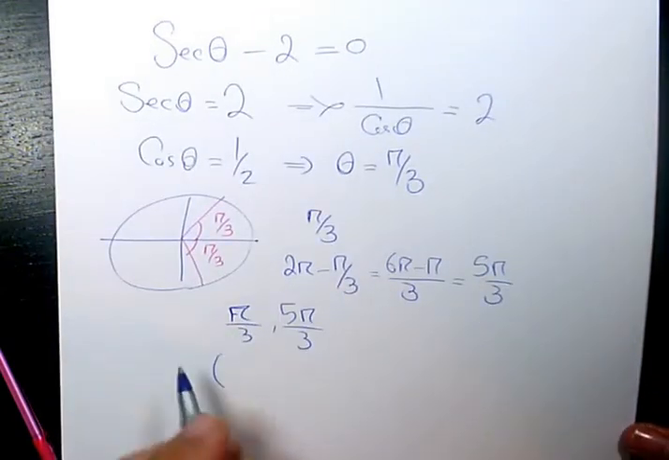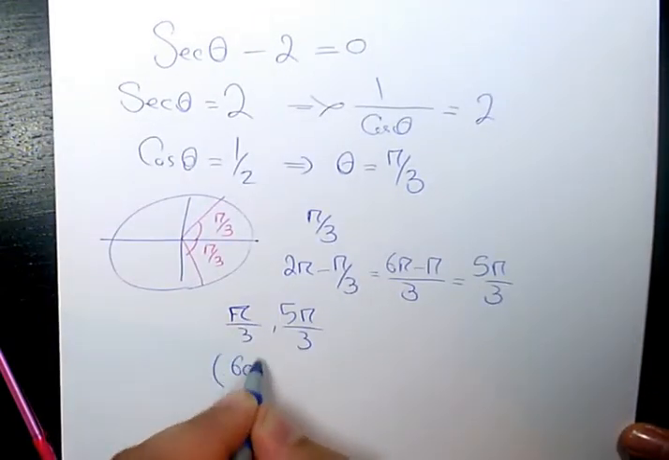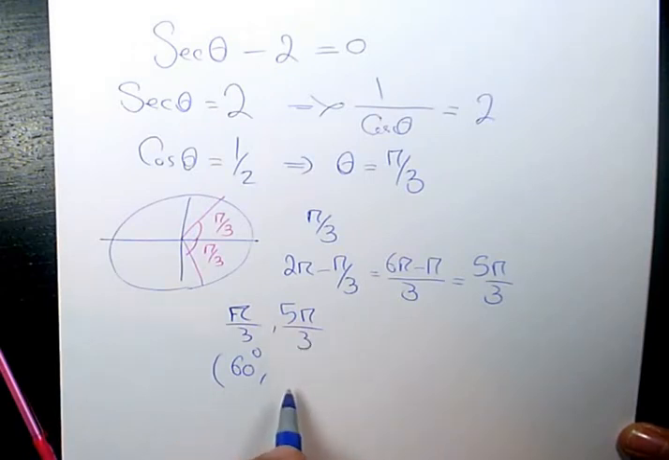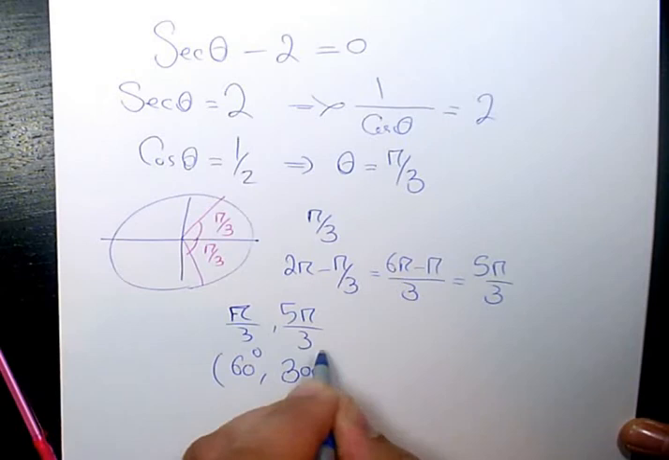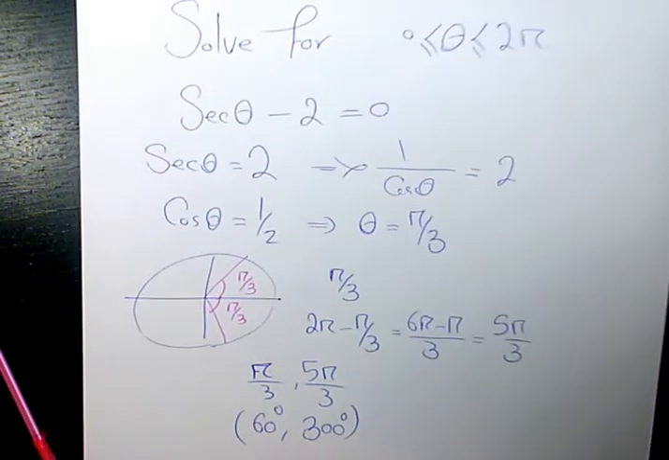So if you want to write in terms of degrees, this one is 60 degrees and this one is going to be 300 degrees. So these are the two answers to this question.